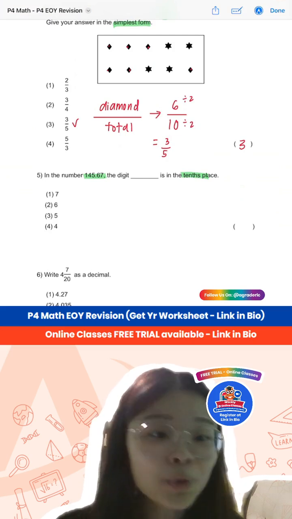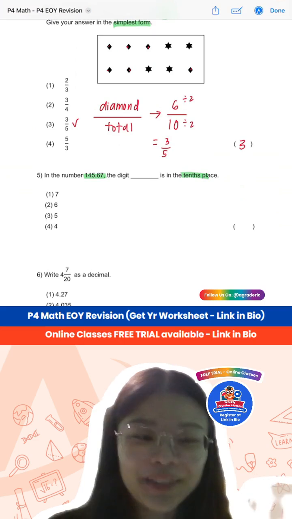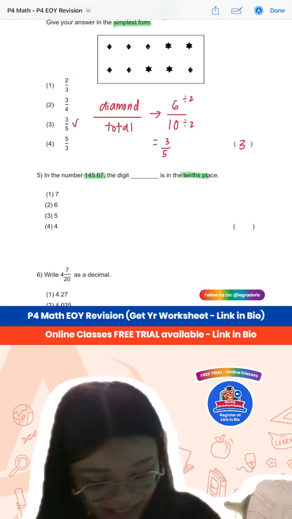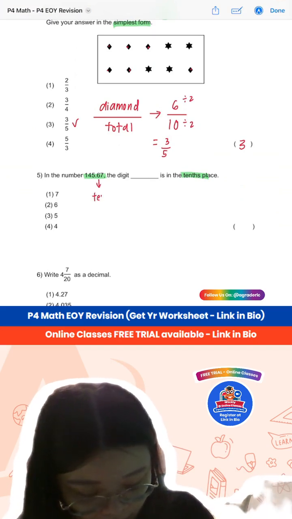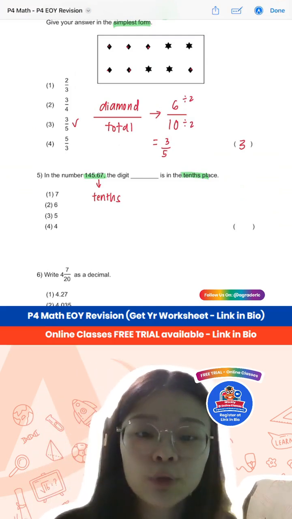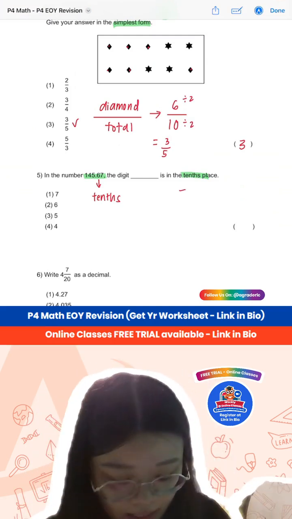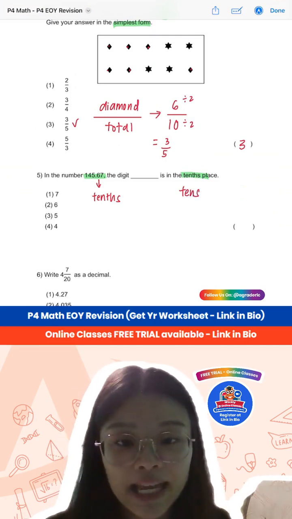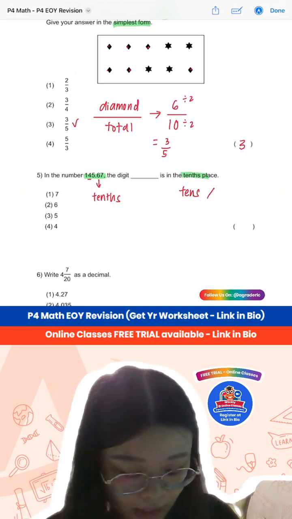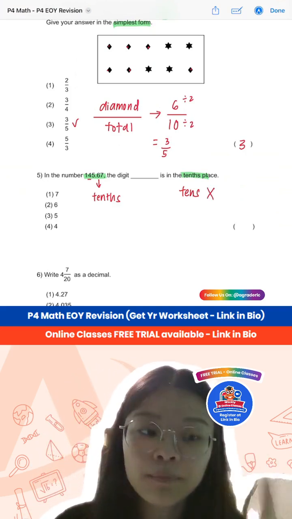Those who put 6, remember to write the option in your worksheet instead of the answer. But yes, the digit 6 is in the tens place. So you must take note, some students might misread it and think it's asking for tenths, and then you give me the answer 4, which is wrong. Take note of your tens and tenths.